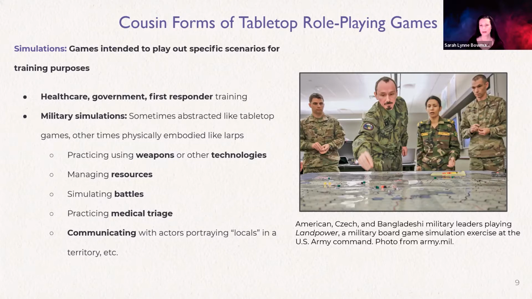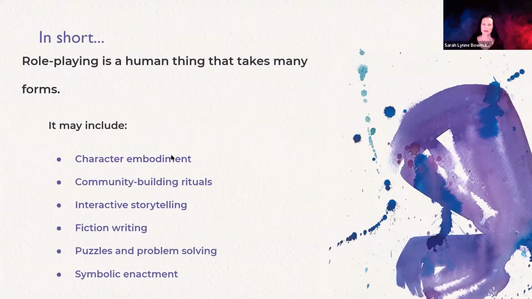And here we have a military simulation that looks a lot like a board game. And this is from the US Army Command. And here we have American, Czech, and Bangladeshi military leaders that are playing a game called Land Power. So in short, role-playing is a human thing, and it takes many forms. It may include character embodiment, community building rituals, interactive storytelling, fiction writing, puzzles and problem solving, and/or symbolic enactment. And we'll get a bit more into symbolism in a while here.